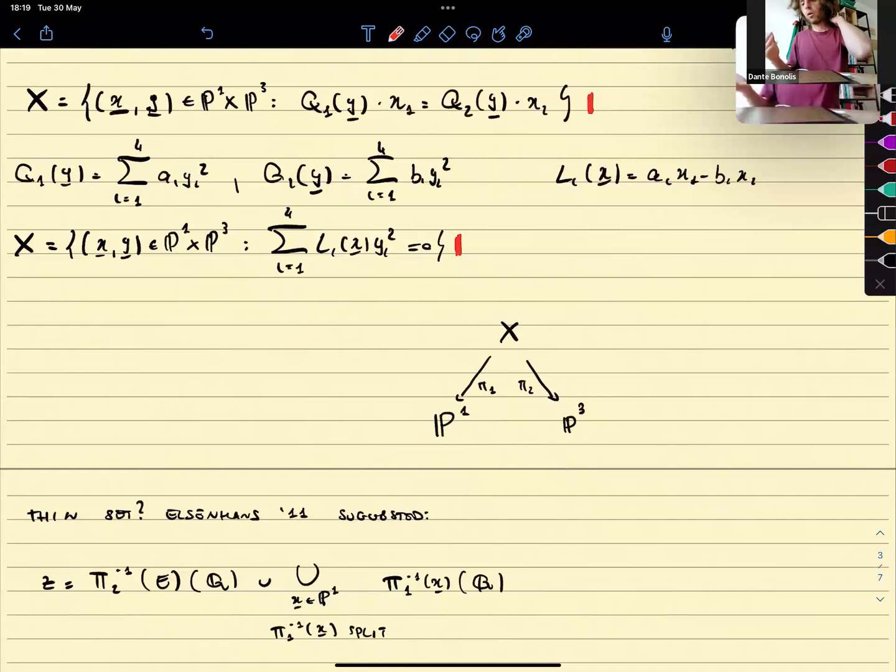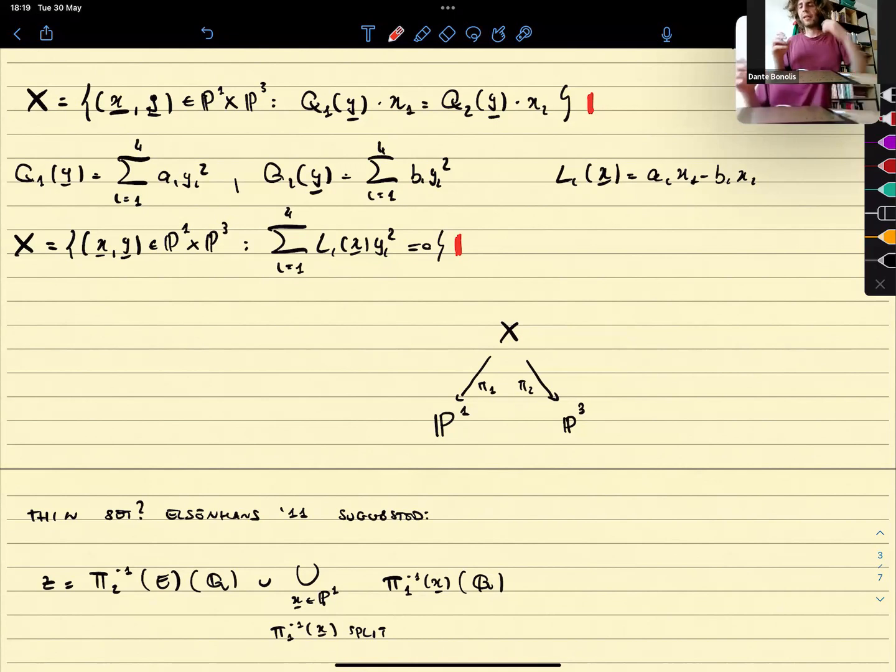Before even starting to count some things, we need to, because the Manin conjecture is about counting rational points away from a thin set, find the thin set we need to exclude. There was a paper by Elsholtz in 2011, and he gave the following suggestion. I'll try to motivate a bit.